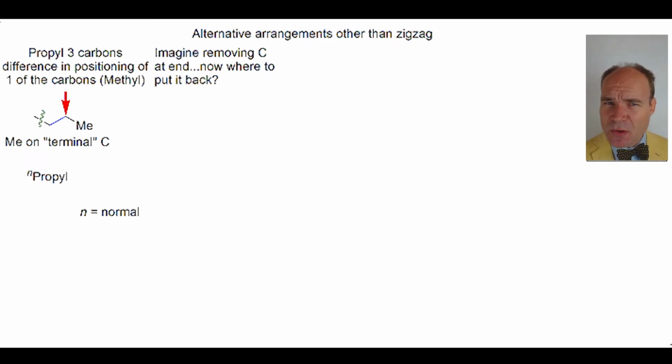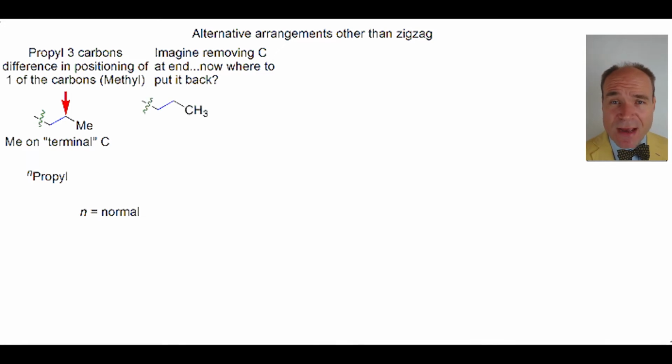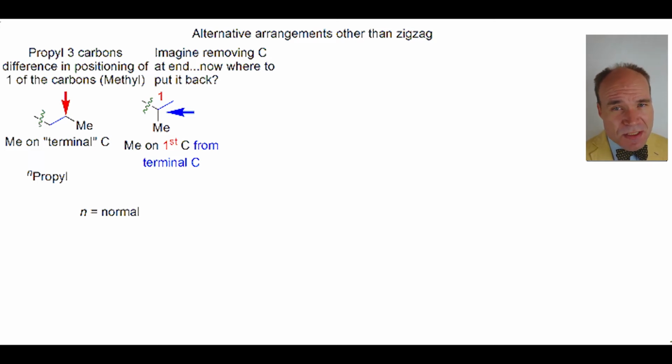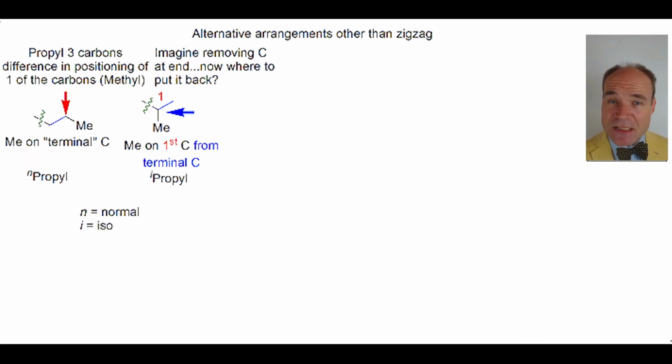Where else could we put this carbon back? We can also place it back one carbon in from this terminal blue carbon. This will be described in the abbreviation as IPR. The I stands for iso, and PR again stands for propyl.